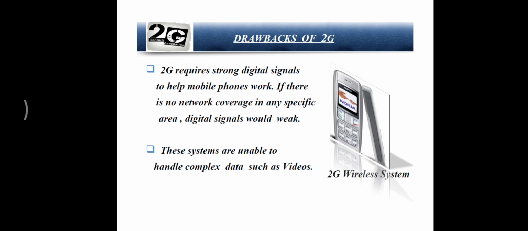The drawback of 2G is that it requires strong digital signals to help mobile phones work, and these systems are unable to handle complex data such as videos.